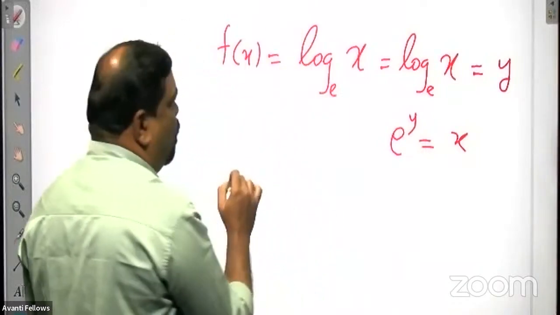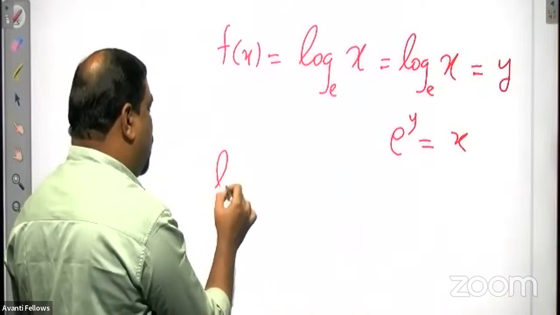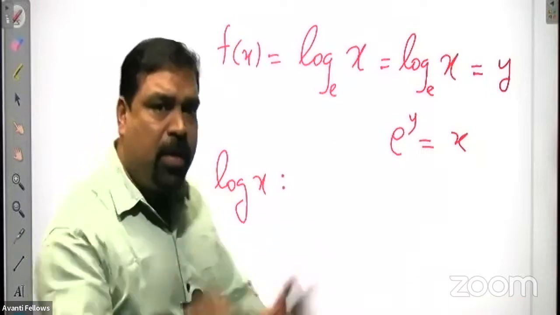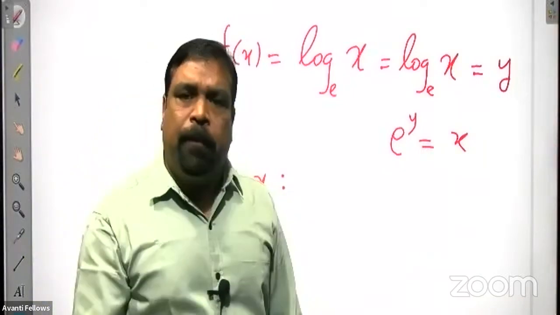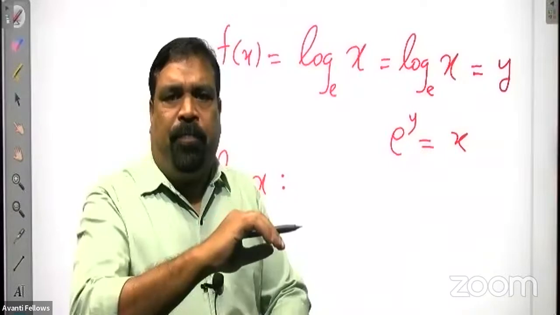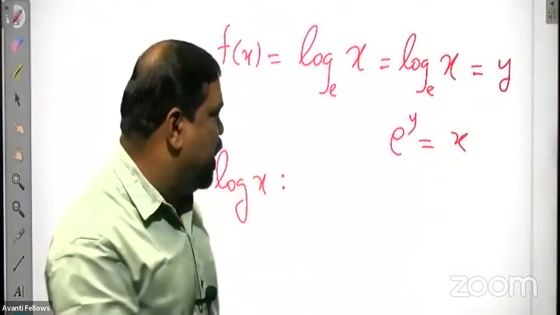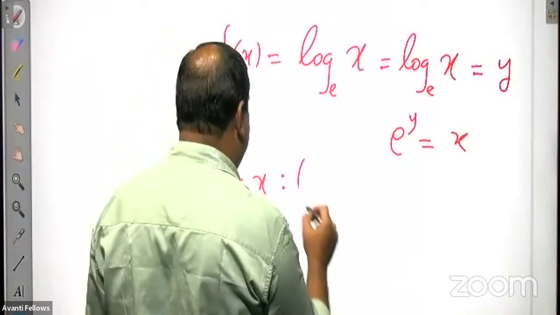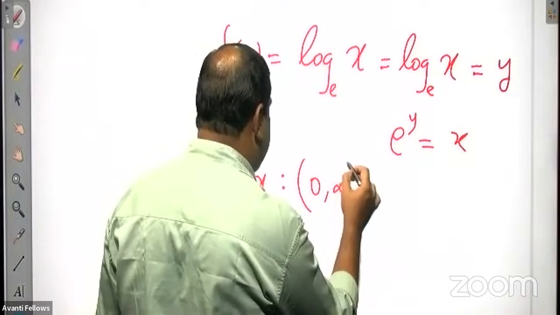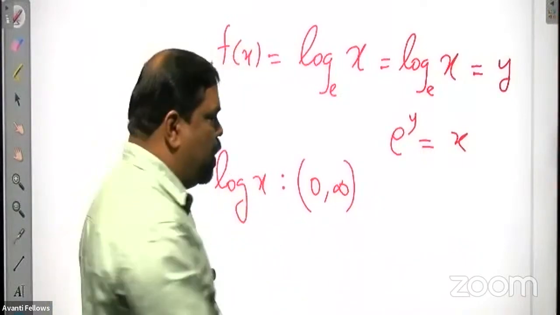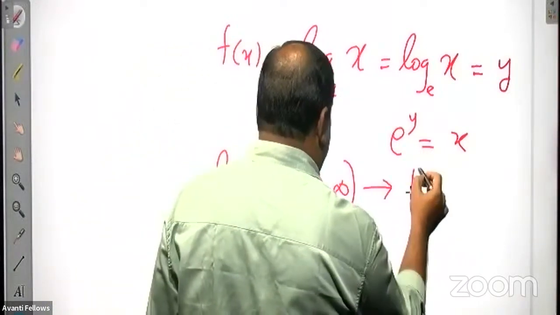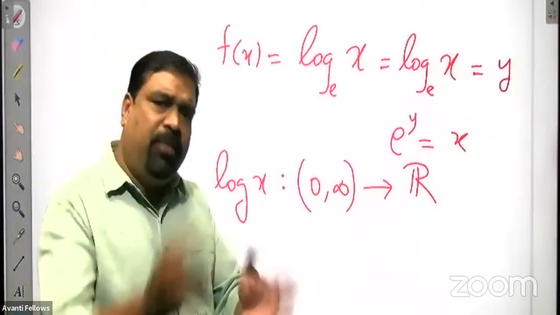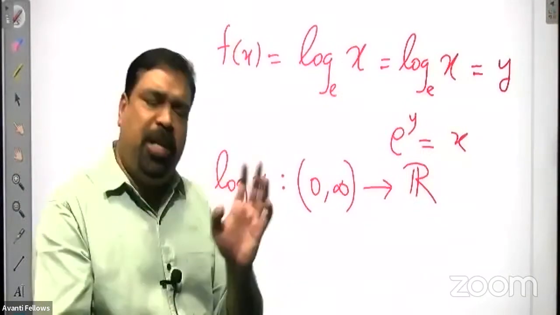And what about the domain of the logarithmic function? Very easily you can now give the answer because it is the inverse of the exponential function. So it will be reversed, no? What must be the domain of the logarithmic function? Because we know the range of the exponential function is 0 to infinity, the domain of the logarithmic function must be 0 to infinity, and the range must be all real numbers. When we take the inverse, the domain and range are interchanged.